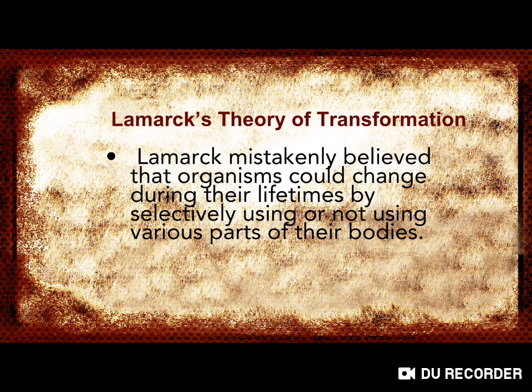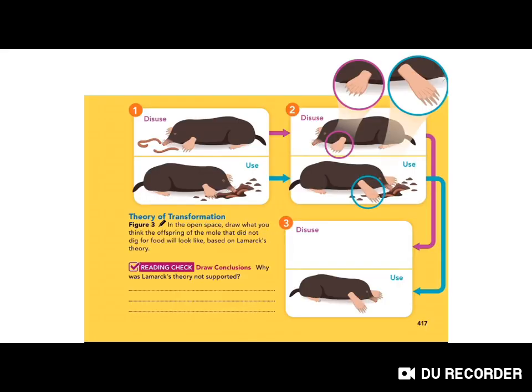Lamarck's theory of transformation. Lamarck was a scientist who mistakenly believed that organisms could change during their lifetimes by selectively using or not using various parts of their bodies. This is an image of the theory of transformation, in which it describes in the open space what would happen if Lamarck's theory was true. Please fill this out in your notebook and upload the handwritten images into our Google Classroom.